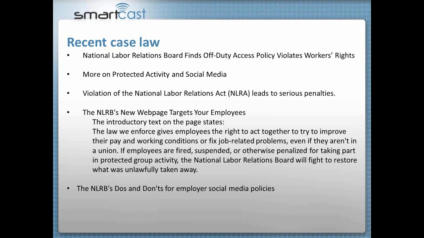The National Labor Relations Board recently ruled that USC hospitals' off-duty access policy violated employee Section 7 rights under the National Labor Relations Act. The policy prohibited off-duty employees from entering the hospital unless they were visiting a patient, receiving medical treatment, or conducting hospital-related business, which the hospital's handbook defined as, quote, the pursuit of the employee's normal duties or duties as specifically directed by management. In other words, if you're not working or if you're not sick, get out of the hospital.